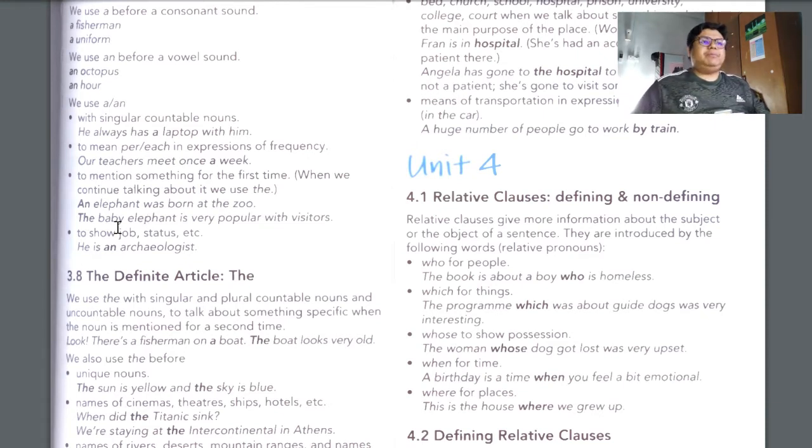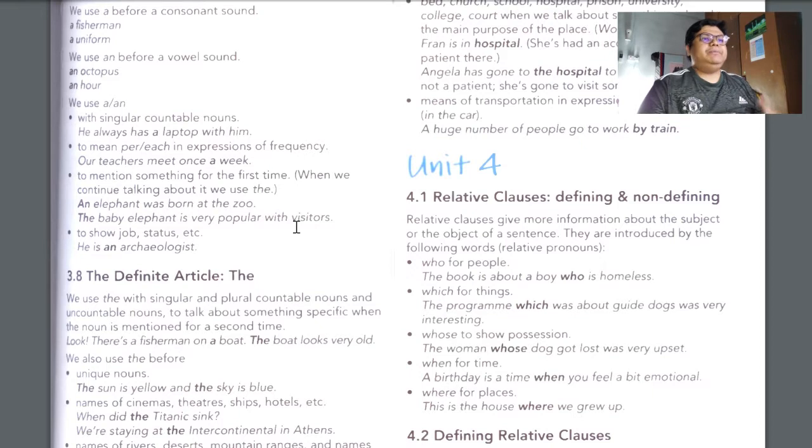Okay, kenapa kita buat macam ni? Supaya orang yang baca faham bahawa kita merujuk kepada elephant yang sama. Okay, kalau tadi dia cerita kan, first dia cakap an elephant was born at the zoo. An elephant, because we never mentioned it before. Kita tak tahu elephant yang mana satu. It's a general term, so kita akan pakai an elephant.